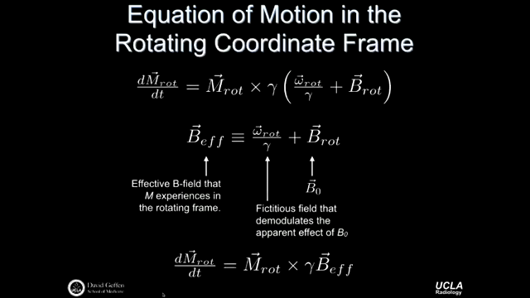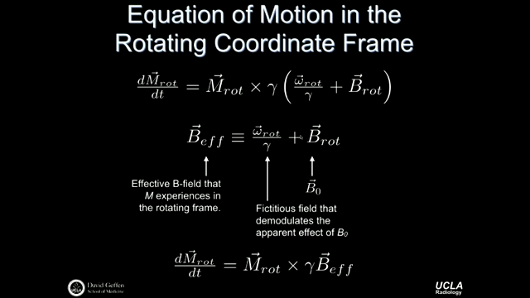We can write this last expression here, which is the compact form of the equation of motion that looks a lot like where we ended in the previous lecture. And here we just introduce the so-called B effective. The B effective field is just the effective B field that the bulk magnetization experiences in the rotating frame, okay? That means it's the sum of this so-called fictitious field, this thing we have to add in there to get rid of the effects of the B0 field. And I'll show you how that looks in just a second.